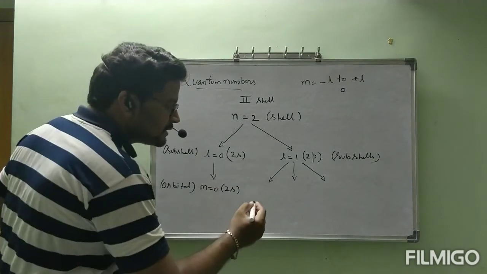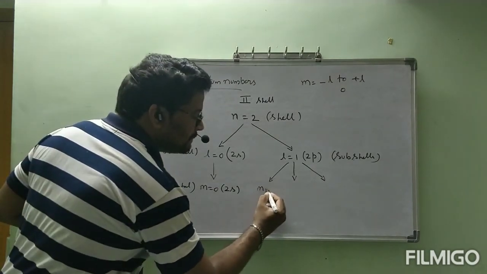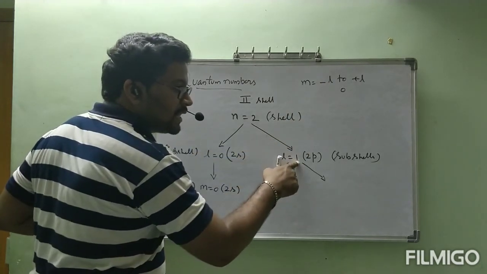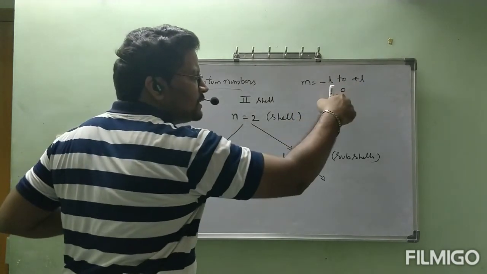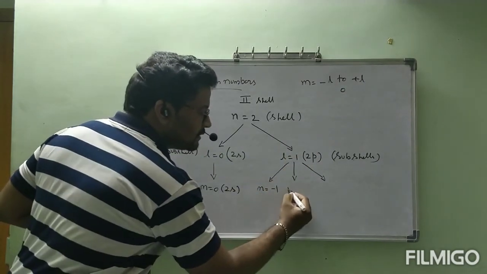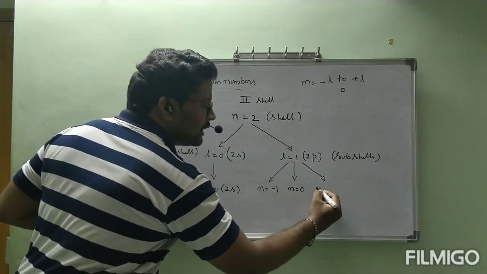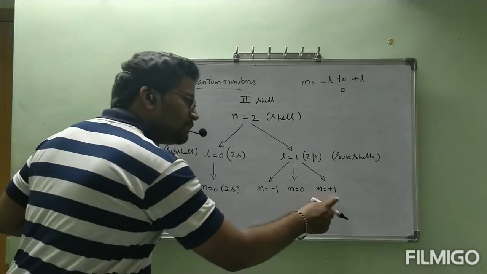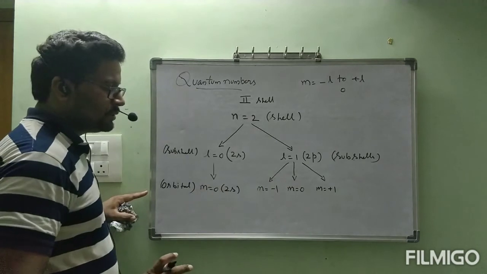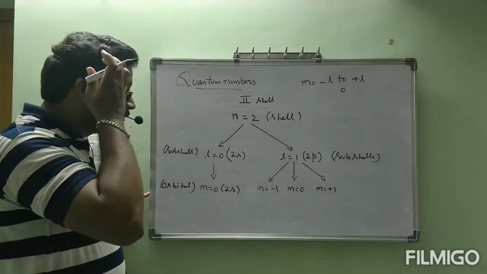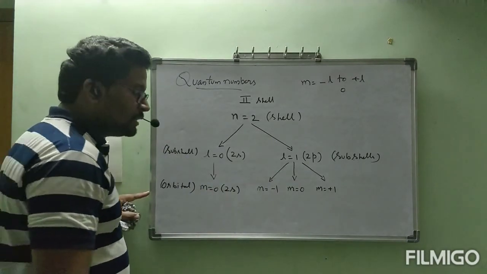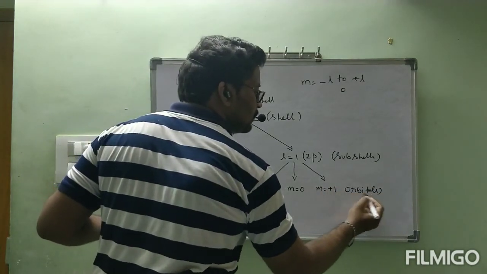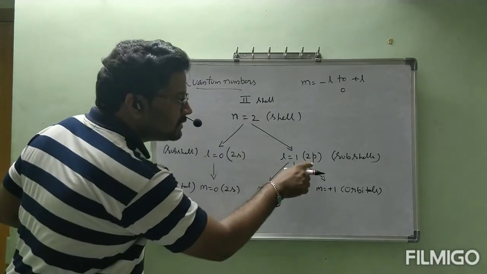Those 3 orbitals have m values m is equal to minus 1, m is equal to 0, m is equal to plus 1. See, minus 1 to plus 1 including 0, 3 are there. These are orbitals. These 3 orbitals are present in 2p.